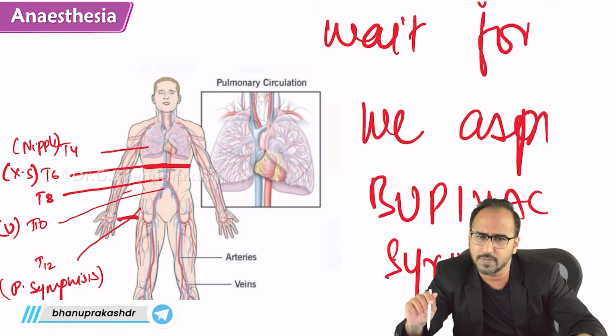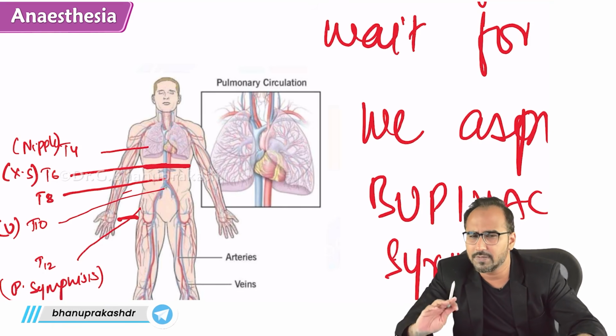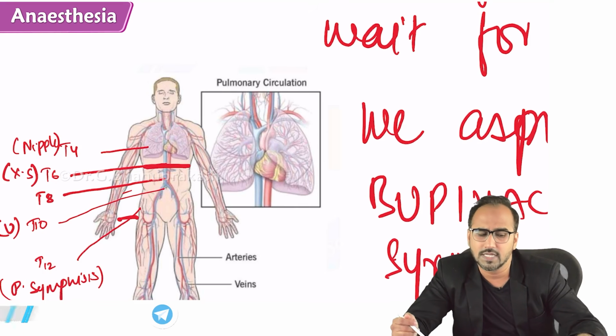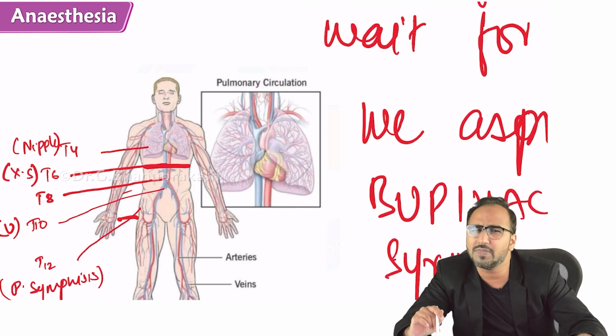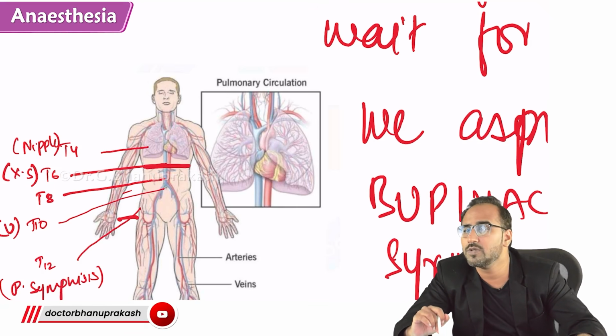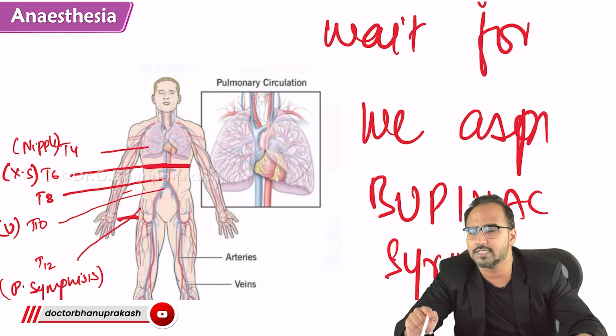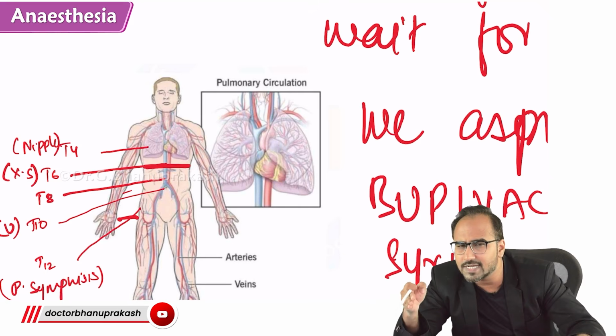You scratch it near the pubic symphysis. The patient is telling no pain. That means T12 is blocked. You take the needle and scratch near the umbilicus. Now the patient is telling, doctor, I am able to feel the pain. Please stop. Don't do that. Now what will you do? You want your drug to act till T6, but your drug is still only acting at T12.